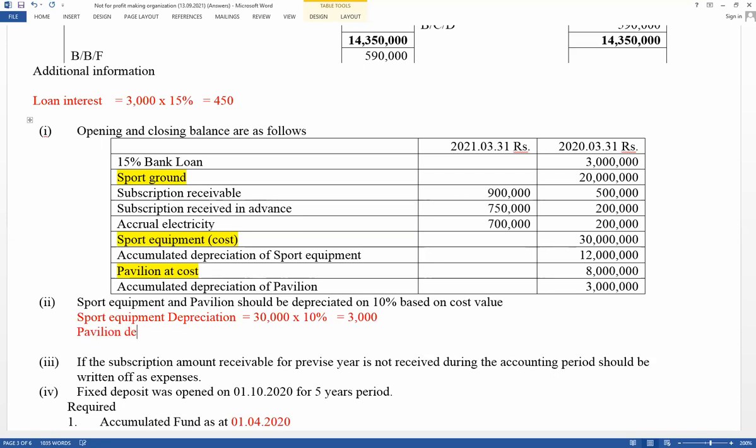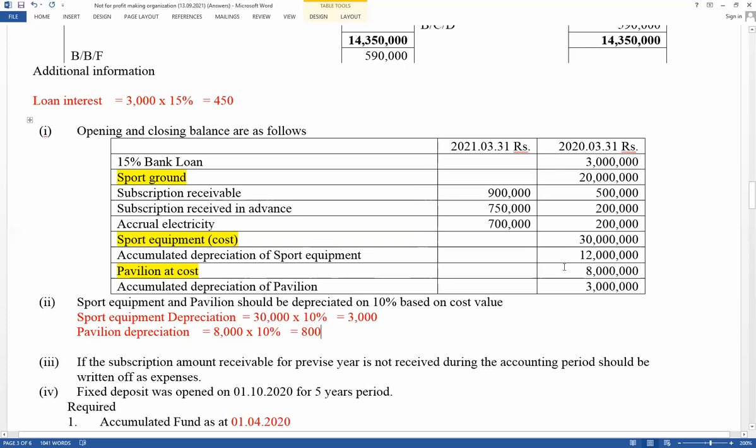Pavilion depreciation. Pavilion cost value equals 8,000. Based on that value 10%. Therefore, pavilion depreciation equals 800. Then annual depreciation should be included in the income statement as sport equipment depreciation and pavilion depreciation, under expense. As well, it has given accumulated depreciation opening balance.